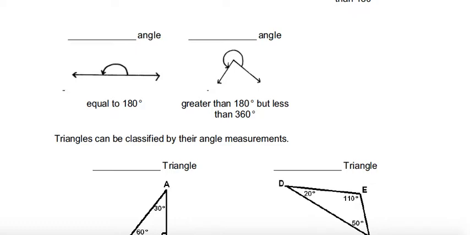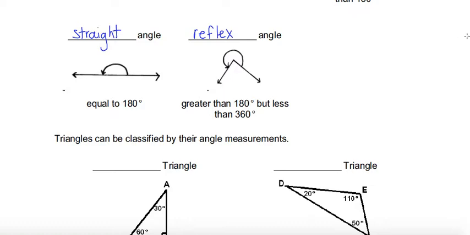And there are two other angle definitions that you're going to need to know. The next is a straight angle. And you can see from the picture it's a straight line. So the angles on a straight line equal 180 degrees. And the last angle definition you'll need to know is a reflex angle. This is an angle that is greater than 180 degrees but less than 360 degrees.